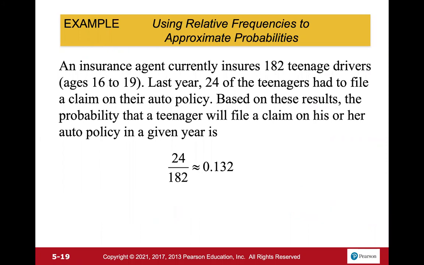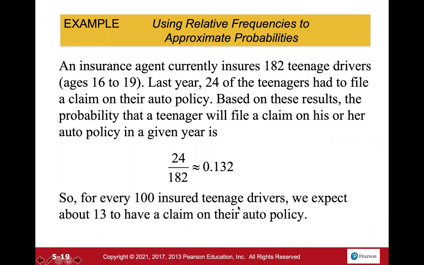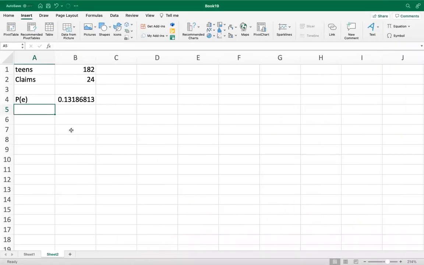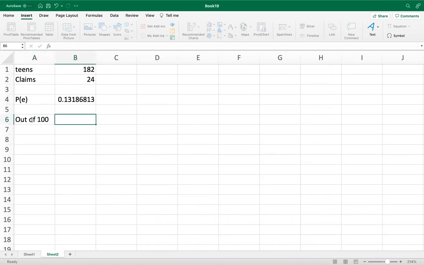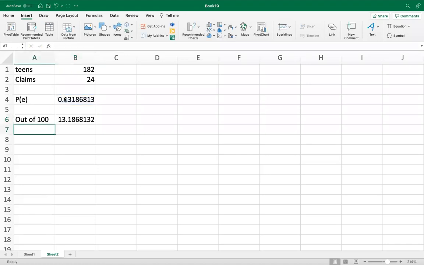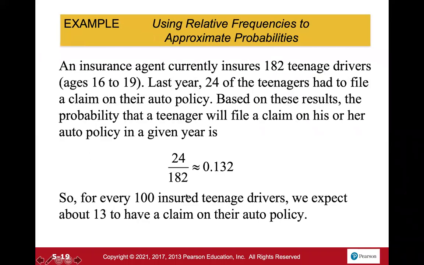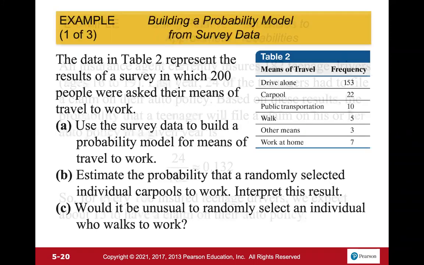And lastly, what they wanted to talk about is that for every 100 insured teenage drivers, we expect about 13 to have a claim on their auto policy. So what they did is, out of 100, they got this number here. And because that's a probability, that's a proportion, we would multiply by 100, and that's how they got 13. So out of 100, 13. And this is like the start of inferential statistics. We could take estimates from a sample and expand them to the population. It's not going to be exact, but it'll give us an idea.